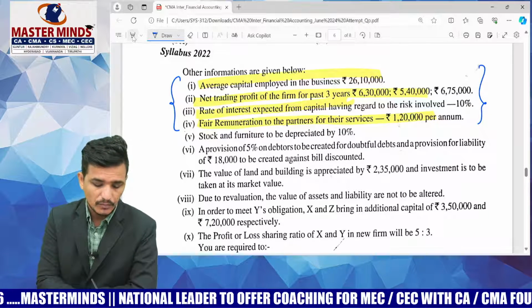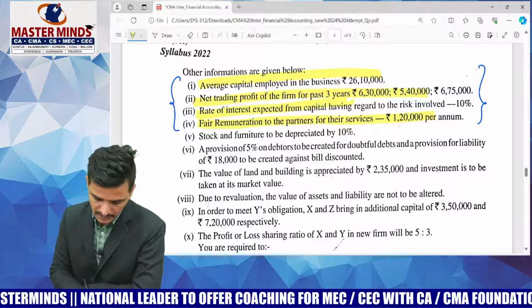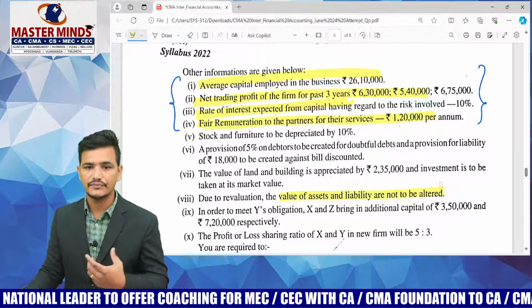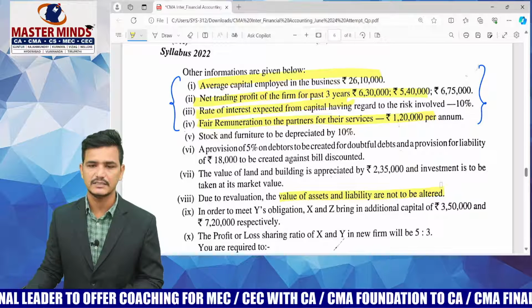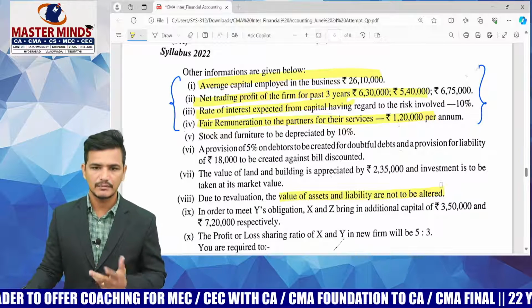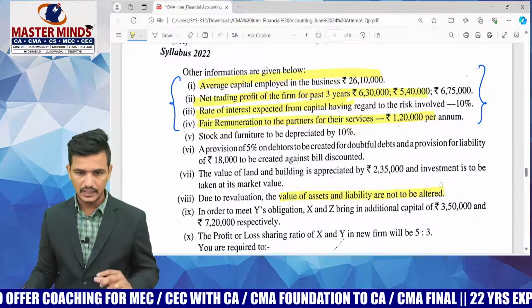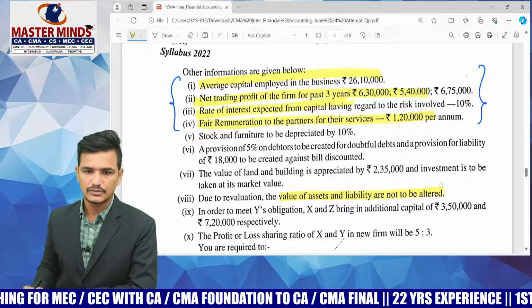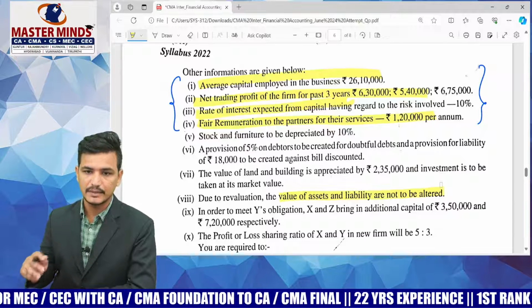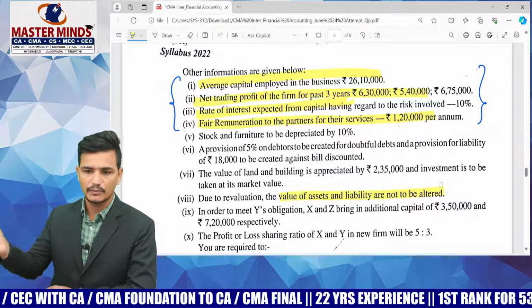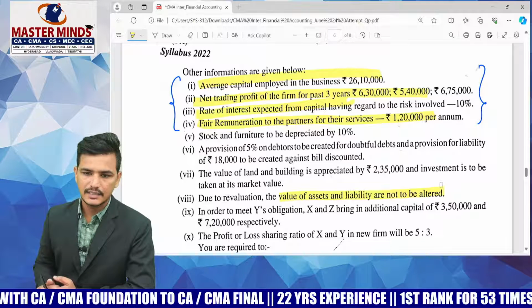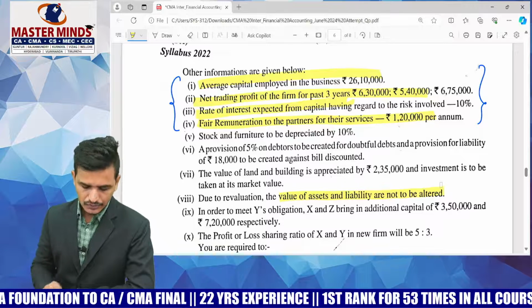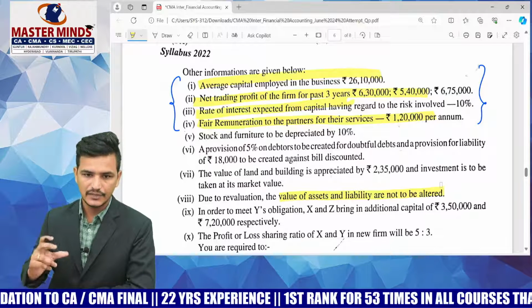And in this question, one more point that we should observe is that they are asking you to prepare the memorandum revaluation account, so the values of assets and liabilities are not to be altered. See how they have inserted this point in between all the other points. So there is a chance of doing the problem in the normal way and skipping this, and they are trying to waste the time of the students. Thereby they have inserted this point in the middle of the points.